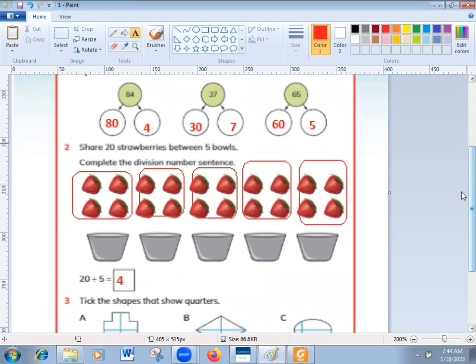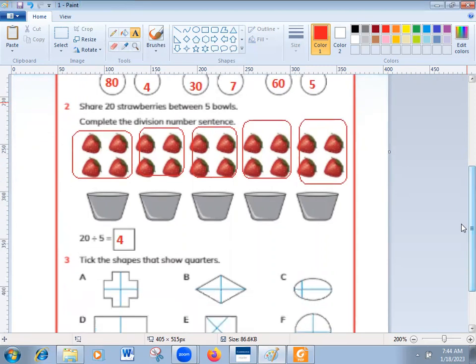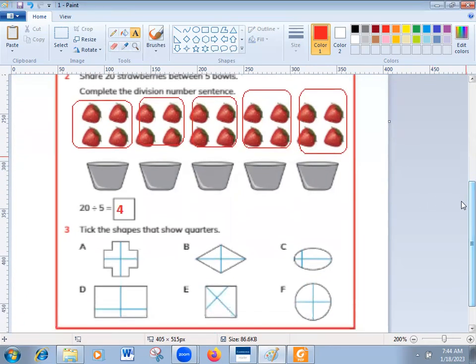Okay. Moving on to question number 3. Tick the shapes that show quarters. Here we have different shapes that show quarters. So we have to check which one is equally divided, and that is the quarter. So first one, A, is the correct one. So circle A.